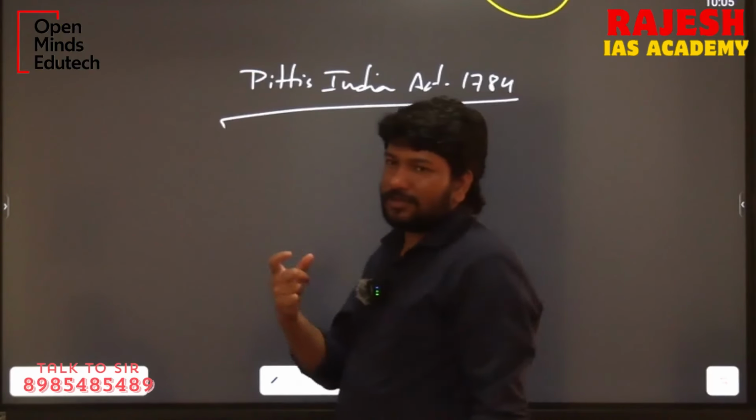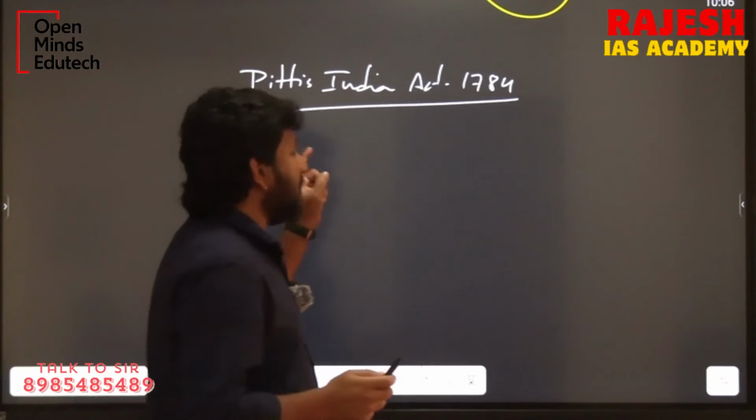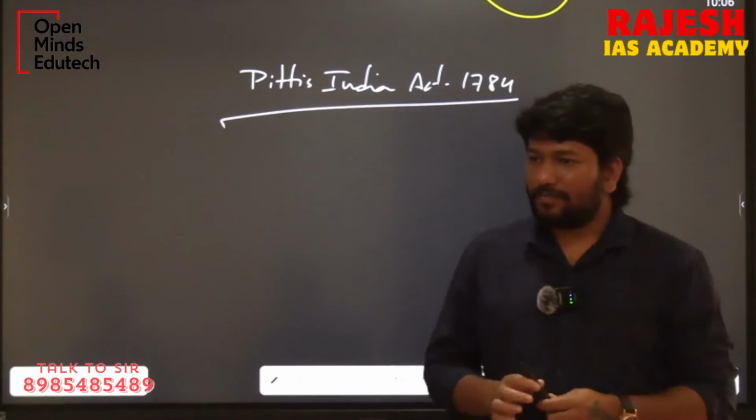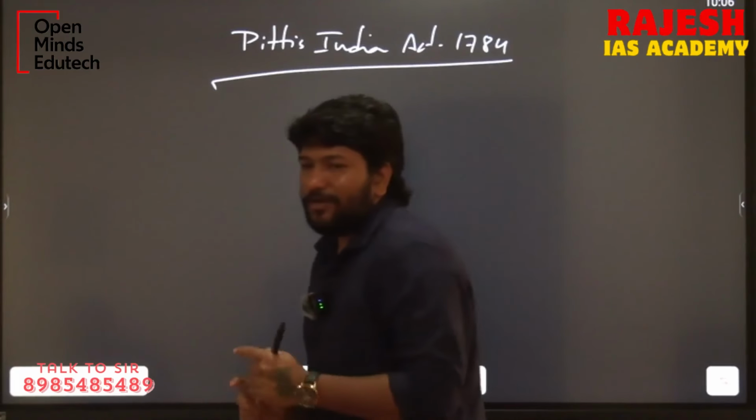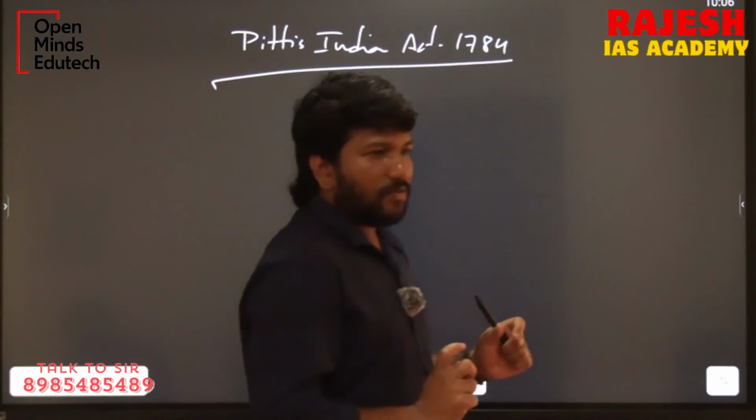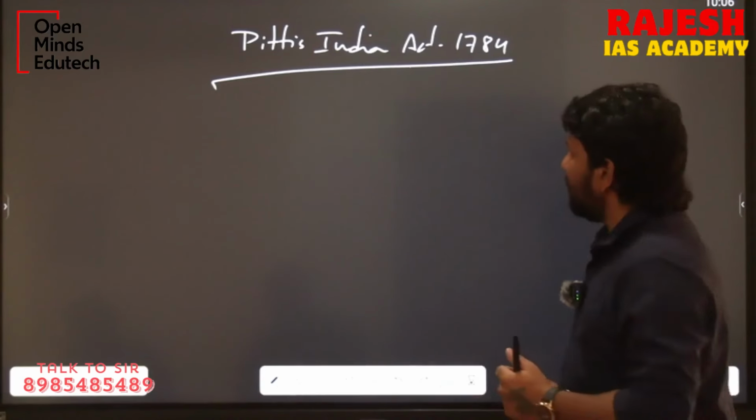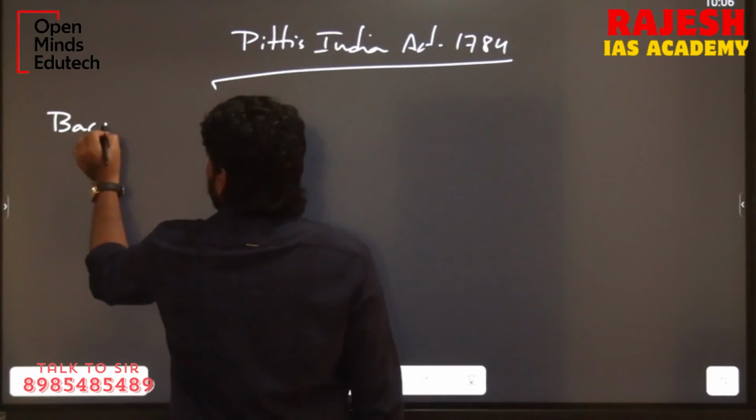From this onwards, the regulation on the company became effective. So, Pitt's India Act. Put the heading: Background. First we will discuss the background, then I will discuss the features. And you should remember the supporters and what? Opponents. Okay, supporters and opponents.